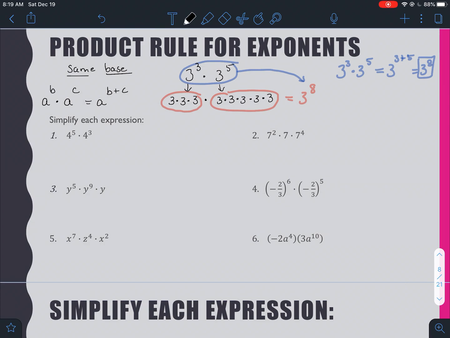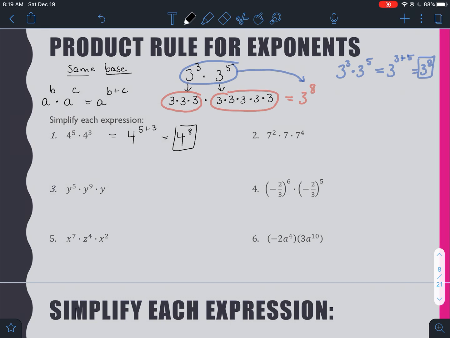So in number 1, we have 4 to the fifth times 4 to the third. Notice they're both base 4, so we can add their exponents. This would be 4 to the 5 plus 3. So the final answer would be 4 to the 8th. And again, if you needed to, you could expand it out. 4 to the fifth would be 4 times 4 times 4 times 4 times 4. And 4 to the third would be 4 times 4 times 4. If you combined all those 4's together, you would have 4 to the 8th, or 8 4's being multiplied.